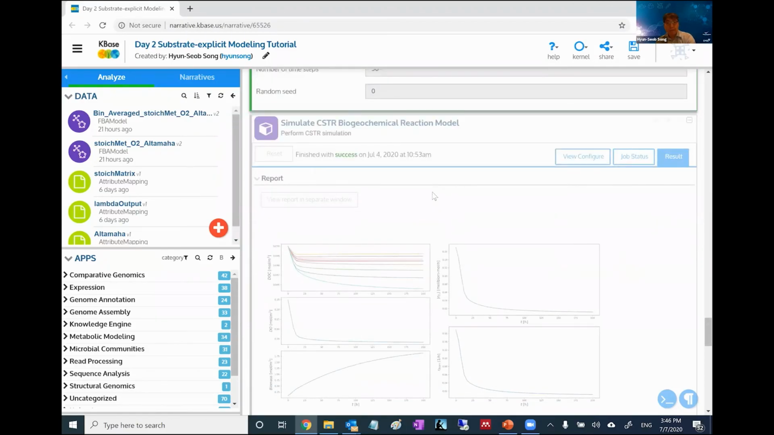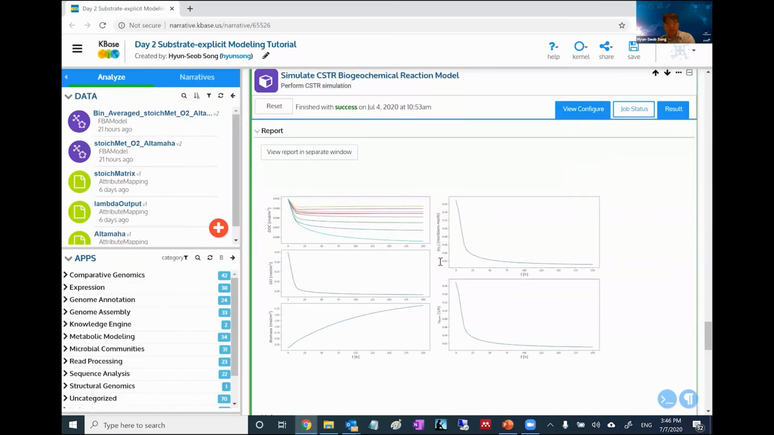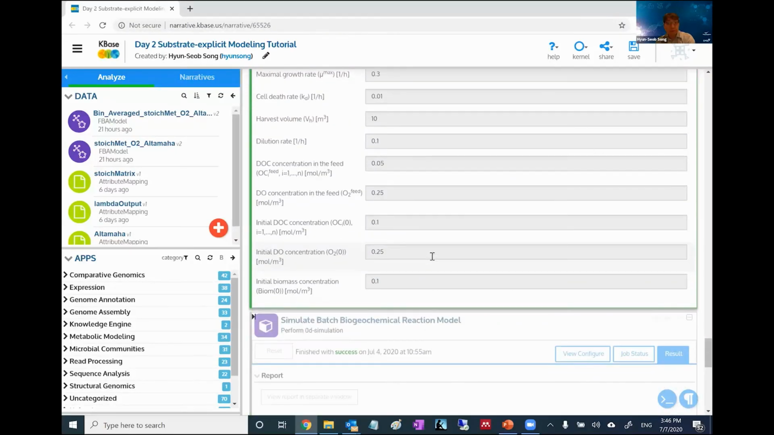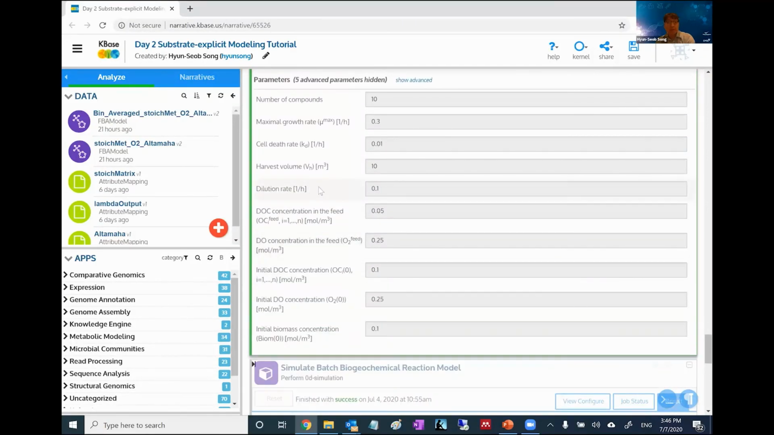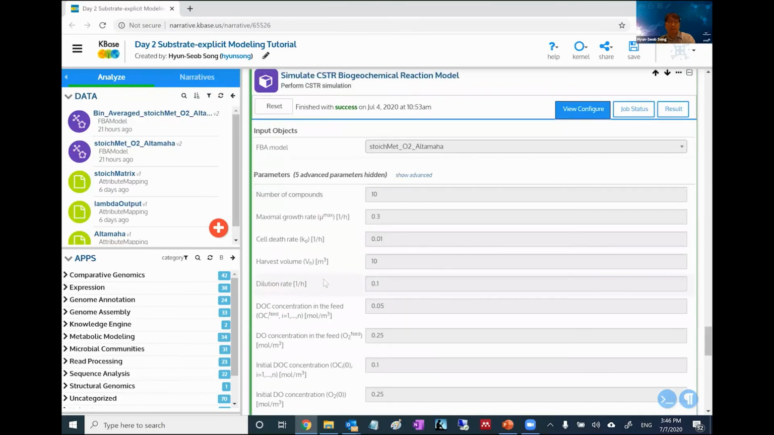And then CSTR is very similar, but there are additional parameters we have to put in here. For example, dilution rate. This parameter was not in the batch simulation, but now you have to put it in. So it's important to look at the units. Most of the mistakes that beginners make are a wrong understanding of units, and therefore their actual values are not appropriate because the units are wrong.